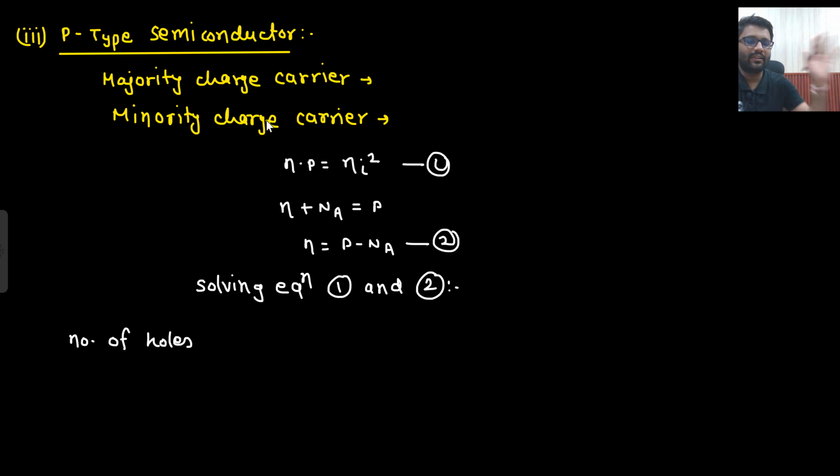All the equations, everything I have written, right? So what you are going to replace here, N into P is equal to Ni square. Who is the majority charge carrier? P. Who is the minority? N. So for finding the minority, N will be equal to Ni square by P. But for the majority, you are going to solve these equations. So N into P is equal to Ni square.